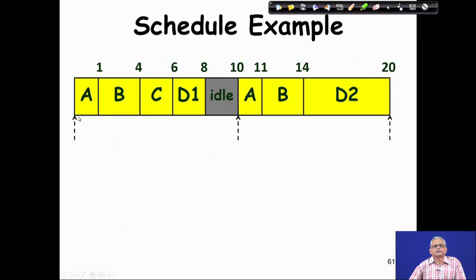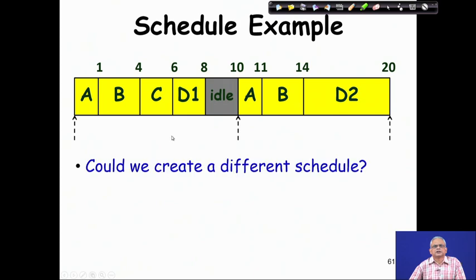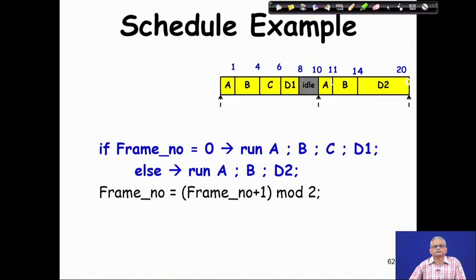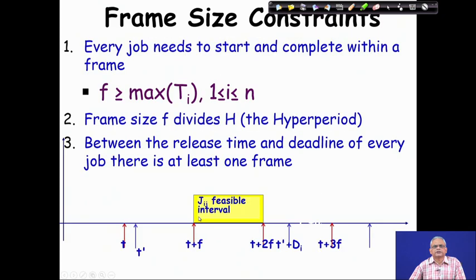So, then once having chosen that, we can place these in the different frames, but let us look at more insights into how to do that. So, in this case the cyclic scheduler is simple. If it is frame number 0, there are 2 frames. If we select 10, it runs A, B, C, D, otherwise it runs A, B, D, and then the frame number is incremented.